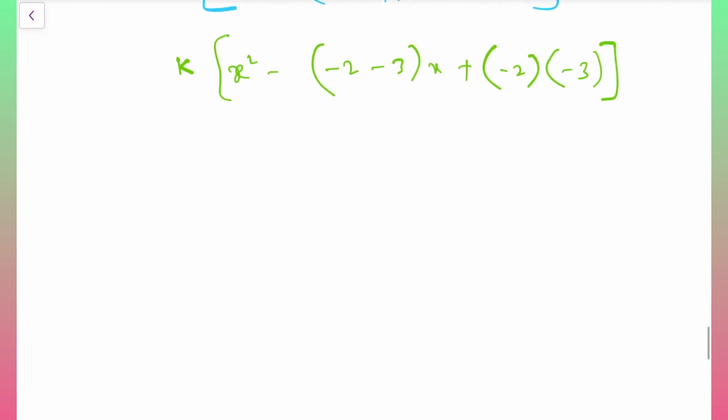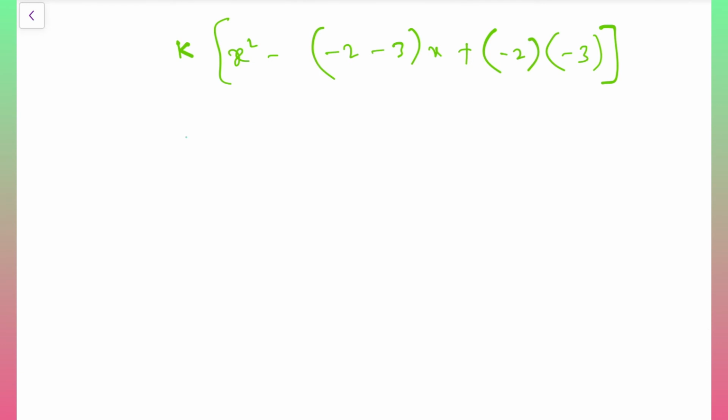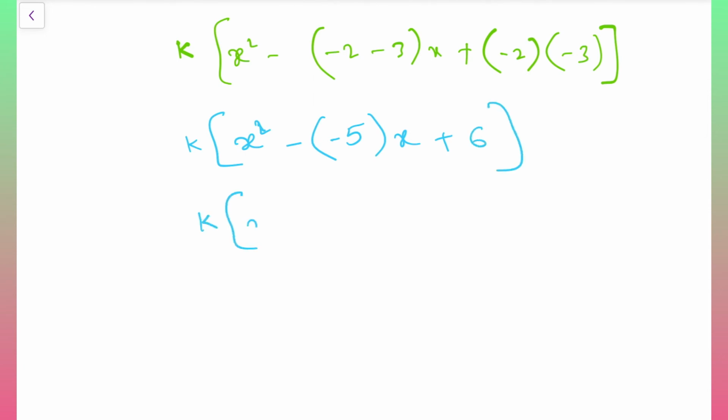Let us simplify this now. K into x square minus, minus 2 minus 3 is minus 5, x plus minus 2 into minus 3 is 6. So k into x square plus 5x plus 6. Now x square plus 5x plus 6 doesn't have any denominator at all. So whenever the denominator is not there, we can simply remove this k value. So the required polynomial is x square plus 5x plus 6.